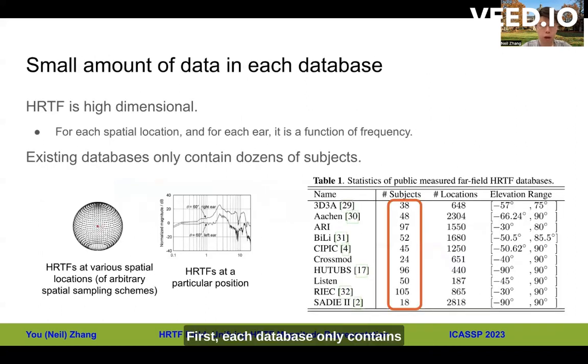First, each database only contains small numbers of subjects, but HRTF is very high-dimensional data. For each spatial location and for each ear, it is a function of frequency. So if we want to represent one person's HRTF, it's the number of spatial locations times the number of ears times the number of frequency bins. But the existing databases only contain dozens of subjects, shown in the bottom right table. The maximum number of subjects in one database is only about 100.